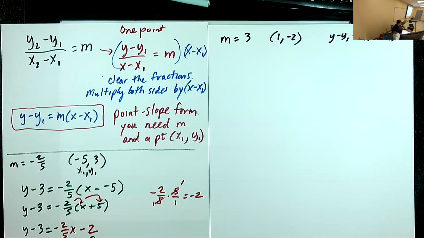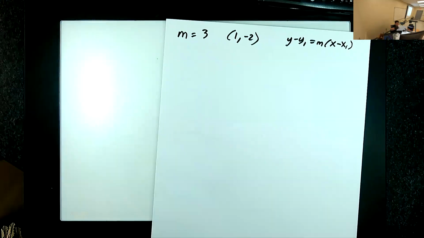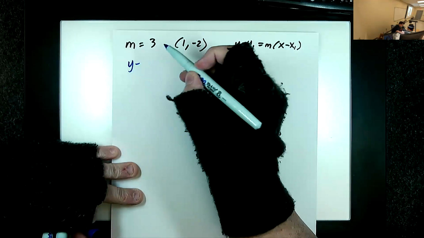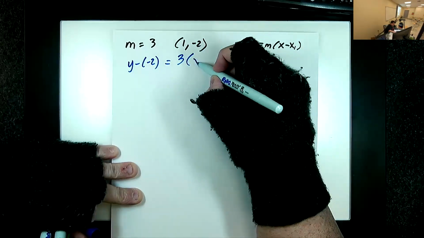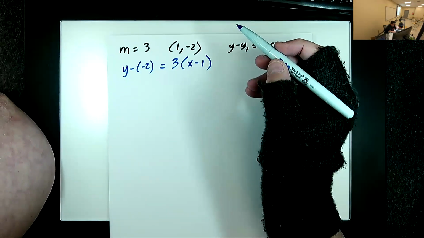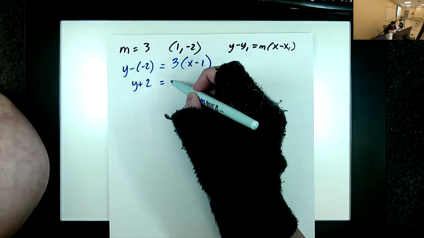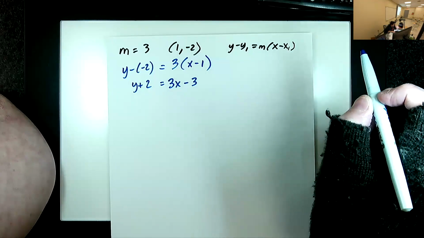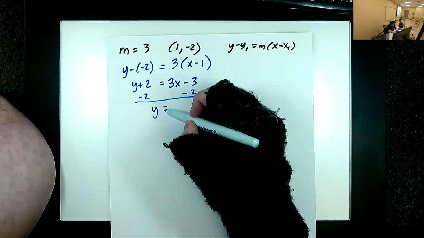Everyone ready? So we'll plug in what we have. Y1 is -2. M is 3. And then X1 is 1. This turns into y plus 2, and I can distribute over here. I get 3 times x is 3x, and 3 times -1 is -3. Subtract 2, and I'm done.